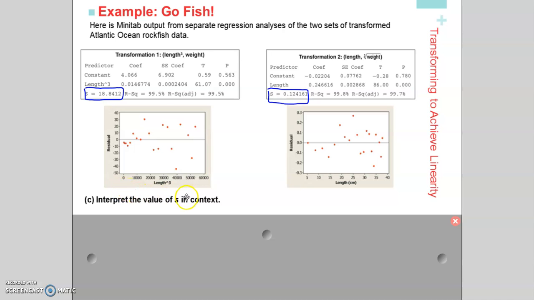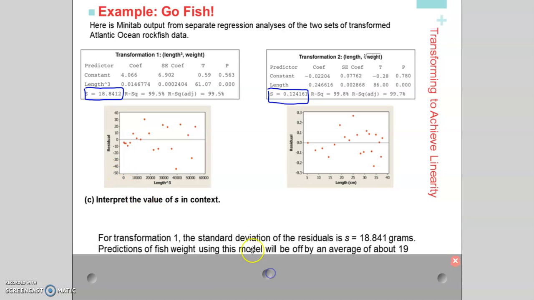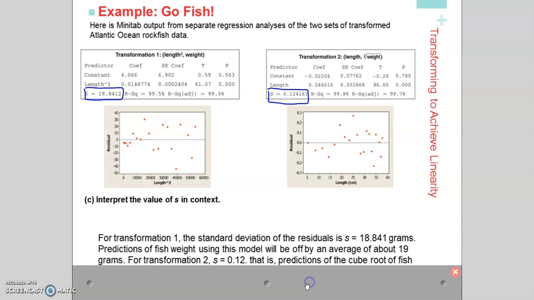Now, interpret the value of S. So this is S right here for transformation 1, this is S for transformation 2. S is the standard deviation of the residuals. So the way you interpret that for transformation 1, the standard deviation of the residuals is 18.841 grams. Predictions of fish weight using this model will be off by an average of about 19 grams. That's how you can interpret S.